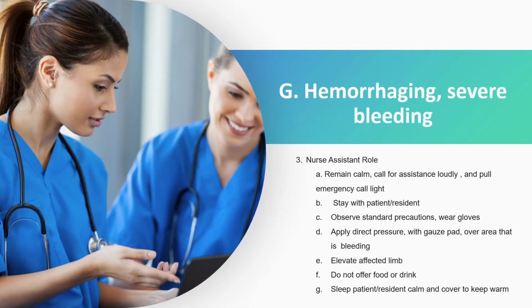Nurse assistant role. Remain calm, call for assistance loudly and pull the emergency call light. Stay with the patient or resident. Observe standard precautions. Wear gloves. Apply direct pressure with a gauze pad over the area that is bleeding. Elevate the affected limb. Do not offer food or drink. Keep patient or resident calm and cover to keep warm.